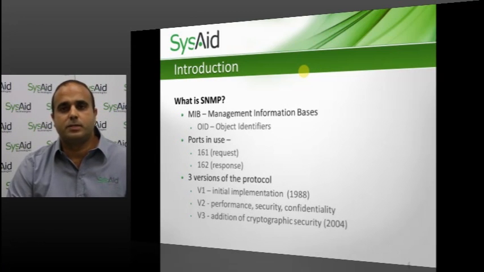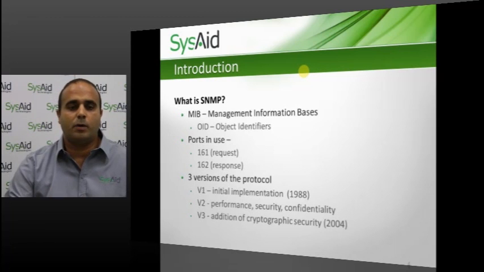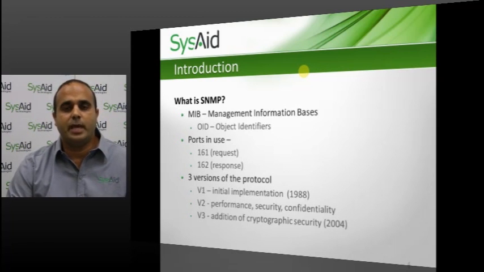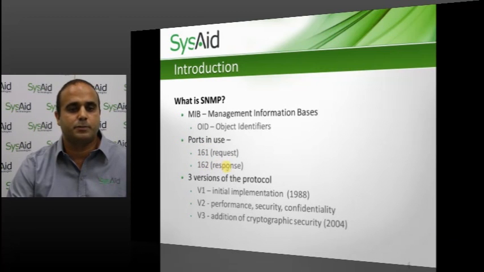Regarding ports in use, you are probably interested in terms of security and what you need to open inside your network in order to allow continuous communication between SNMP devices and the SysAid server. So ports 161 and 162 for requests and responses. The responses are basically the traps that will be sent from the SNMP device. These are the two ports that you need to open inside your network between the SysAid server and the SNMP devices.